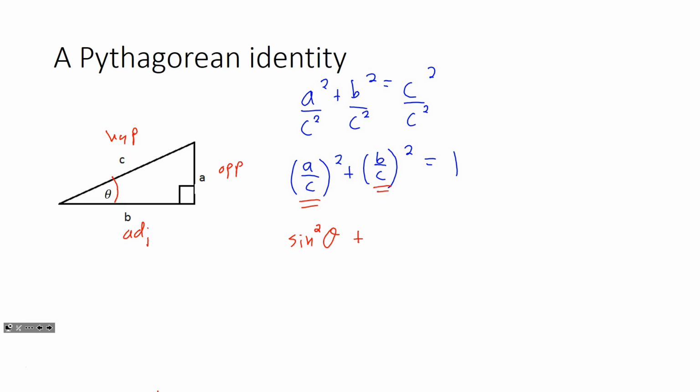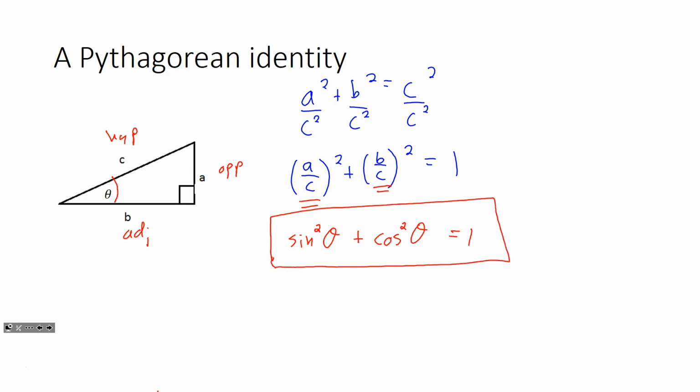The next expression here, b over c, if we look at the diagram, is adjacent over hypotenuse, and that means cosine. So we want cosine squared theta, and again it's customary to write the squared after the letters cos. And we have equals 1. And this is a Pythagorean identity. We'll apply it in just a moment.